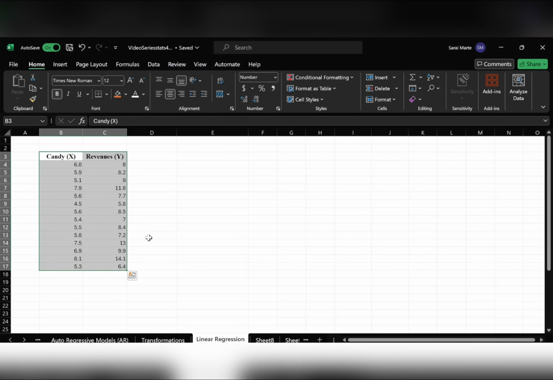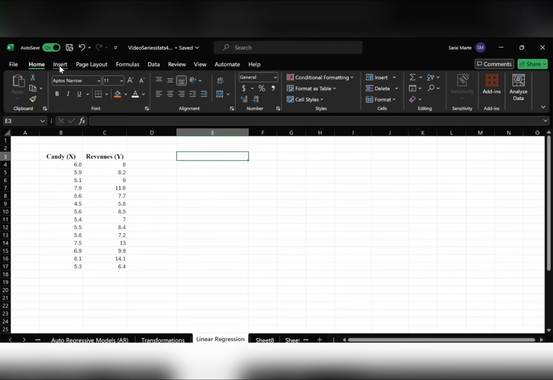Given some data, how can we come up with an equation or a model to predict future Y values? In this case, we want to come up with an equation that when we plug in a certain amount of candy, we can predict our revenues. Now, I know the candy is in decimals, but bear with me. Just imagine that you can cut up a Kit Kat or any chocolate into 5.9 pieces.